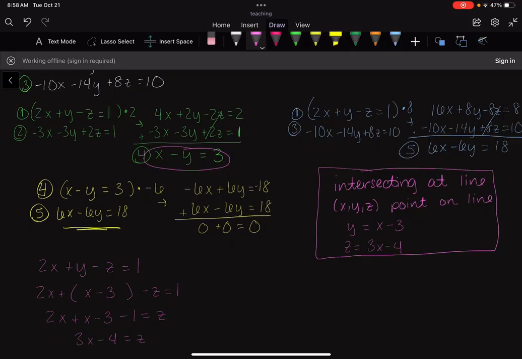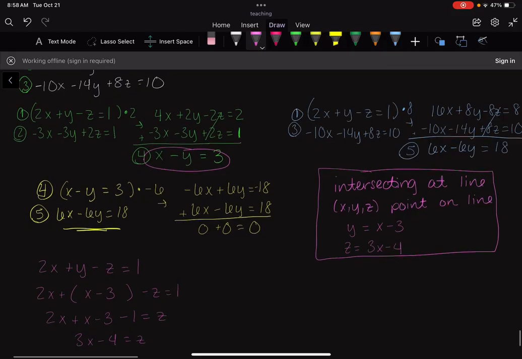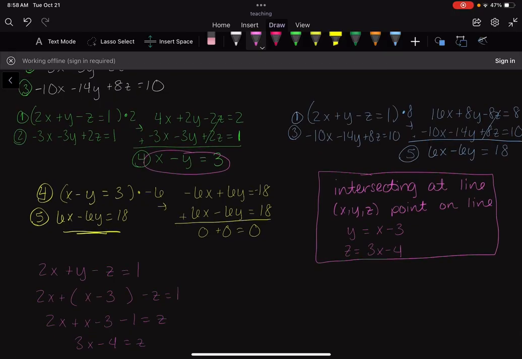So I know this is kind of a weird one, in my opinion, just the way you end up writing it. It's because you're letting x be your free variable. And so then you need a y equals with x in it, and you need a z equals also with x in it. So that's why we had to write it the way we did.